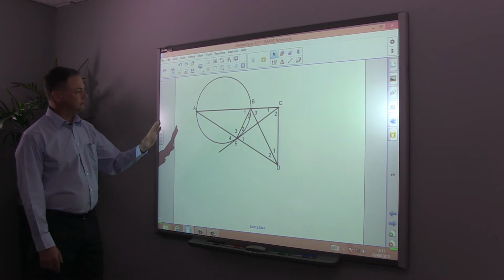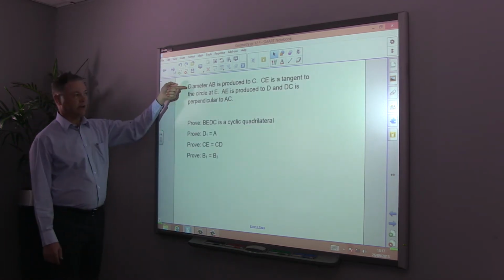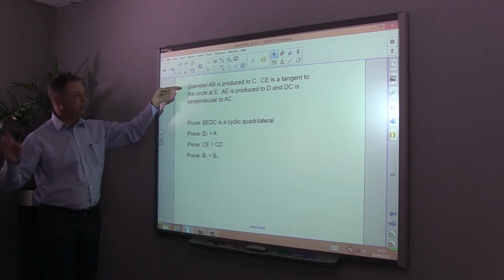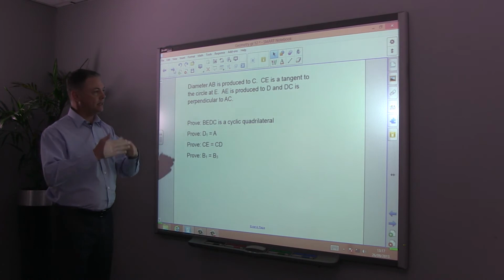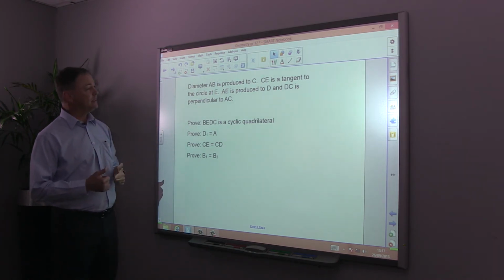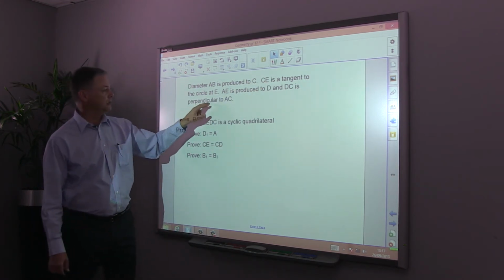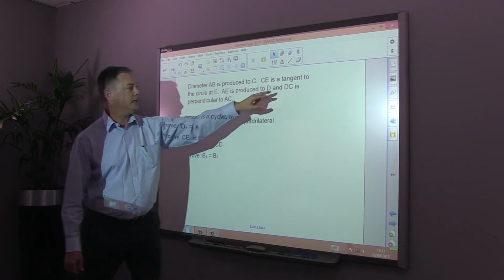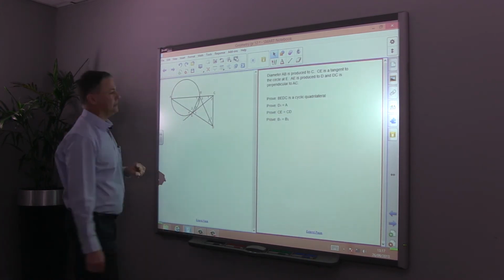So one thing that we have to look at is what is given. They tell you there's a diameter. The diameter should give you a little alarm bell going. What do you know about the diameter? Angle at the center at the circumference is 90 degrees. You've got a tangent. What does that mean? Okay, and you've got the word perpendicular. What does that mean? They're telling you that DC is perpendicular to AC.